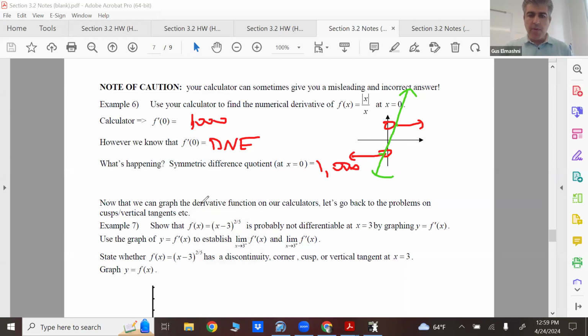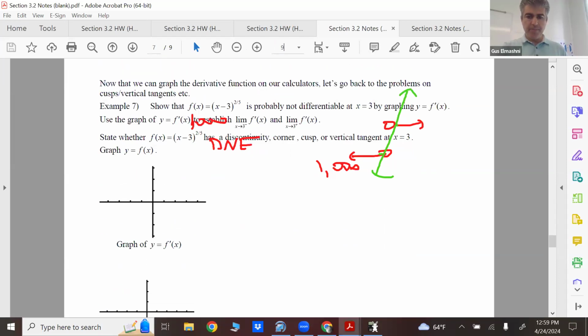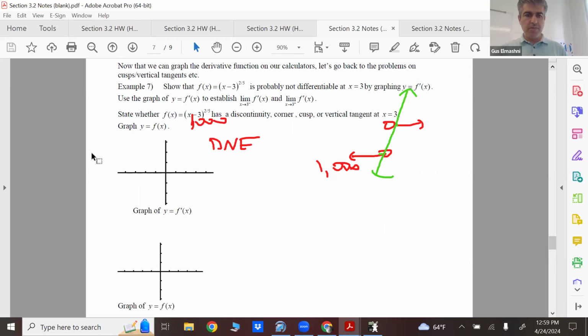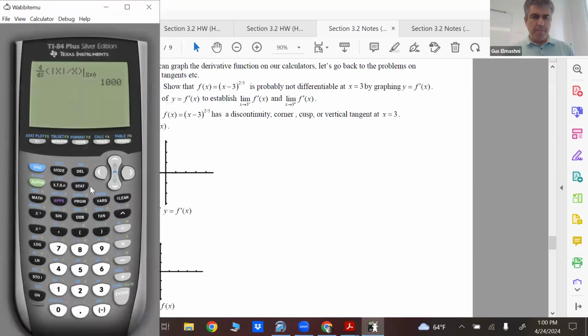Okay. Now that we can graph the derivative function in our calculus, let's go back to the problems on cusp and vertical tangents. Let's look at example 7. Let me size this up a little bit. Okay. So let's graph this. Let's graph the original and the derivative. We'll see that right now. Here we go.